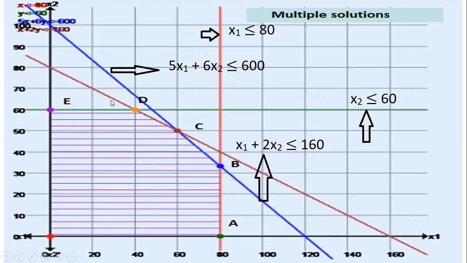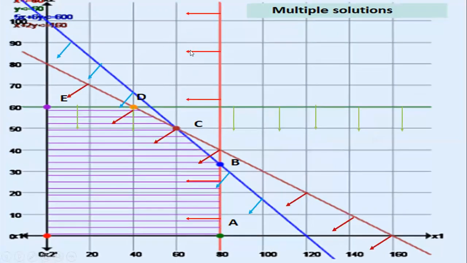See, while drawing the region, first you take x1 lesser than or equal to 80. Select any point below that line. I am taking 0, 0. Substitute 0 in this equation, x1 is equal to 0. Is 0 less than or equal to 80? So it is satisfying the condition. So the arrow mark should be towards the origin. So this I have represented. So the region will be towards the origin.